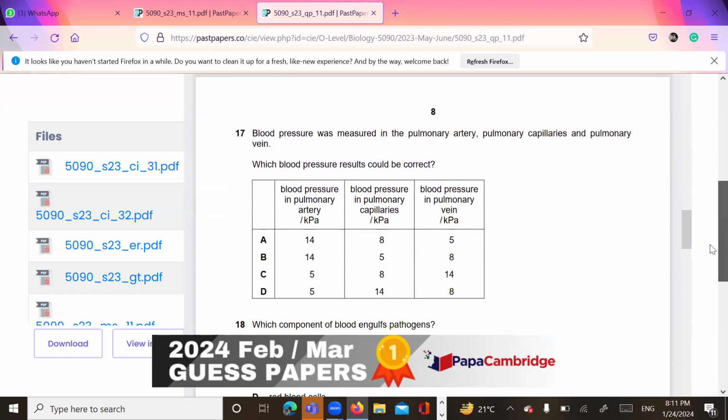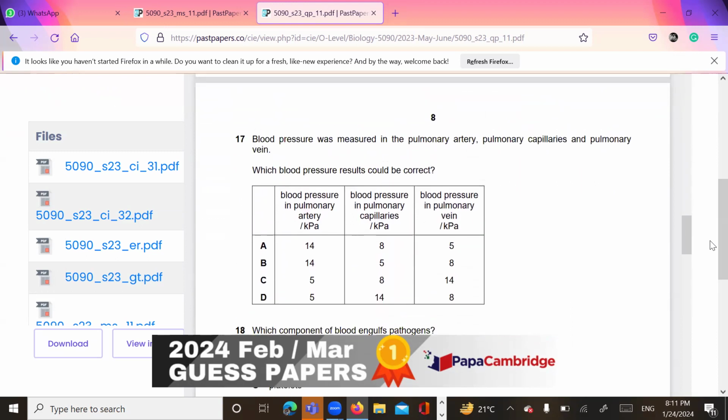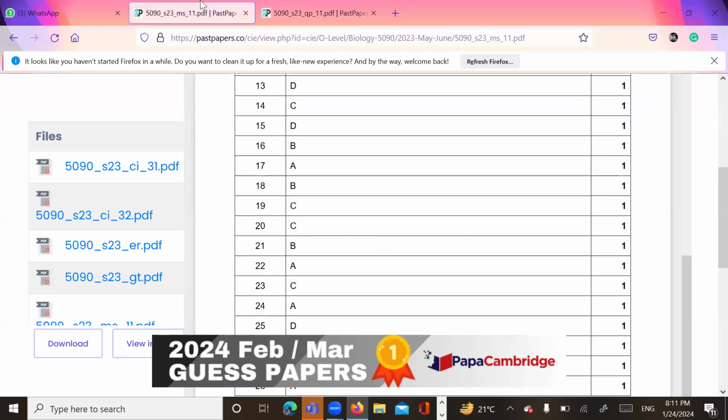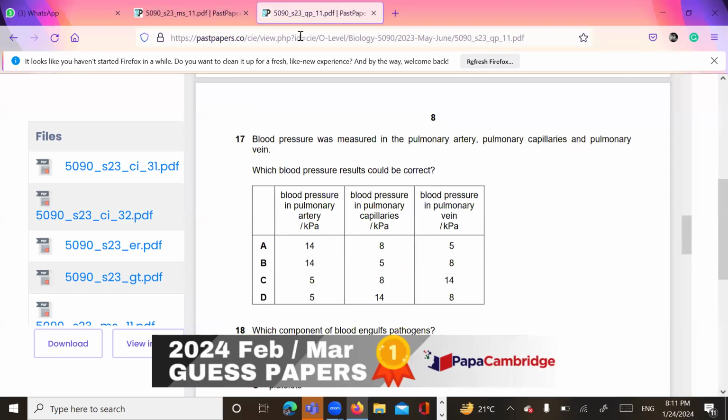So the blood pressure was measured in the pulmonary artery, pulmonary capillaries, and pulmonary vein. Which blood pressure results could be correct? In the artery, it would be the highest. In the vein, it would be the medium. And in the capillary, it would be the minimum. So I will go for 17B. 17A. In the vein, it's the least.